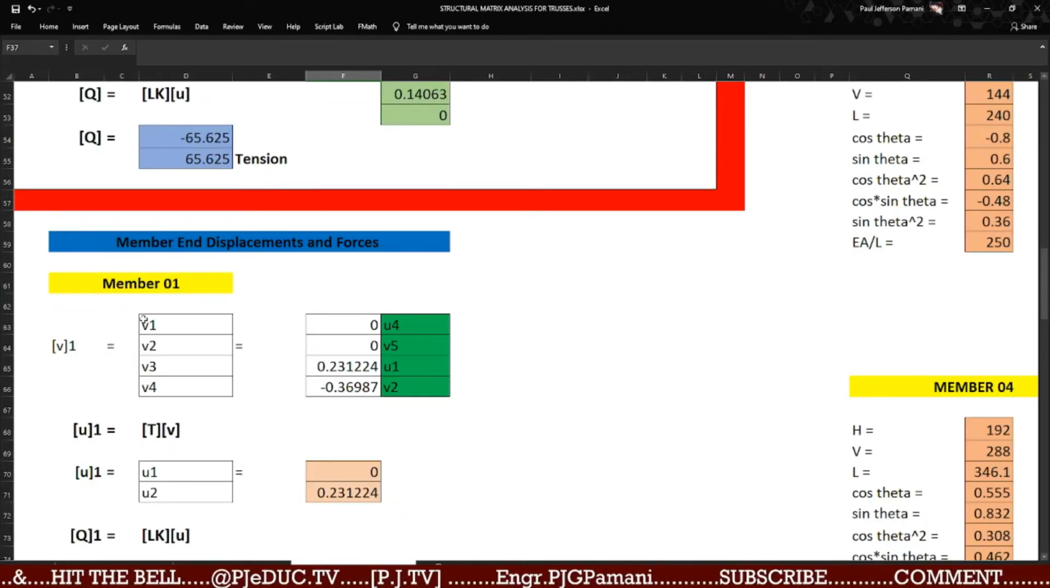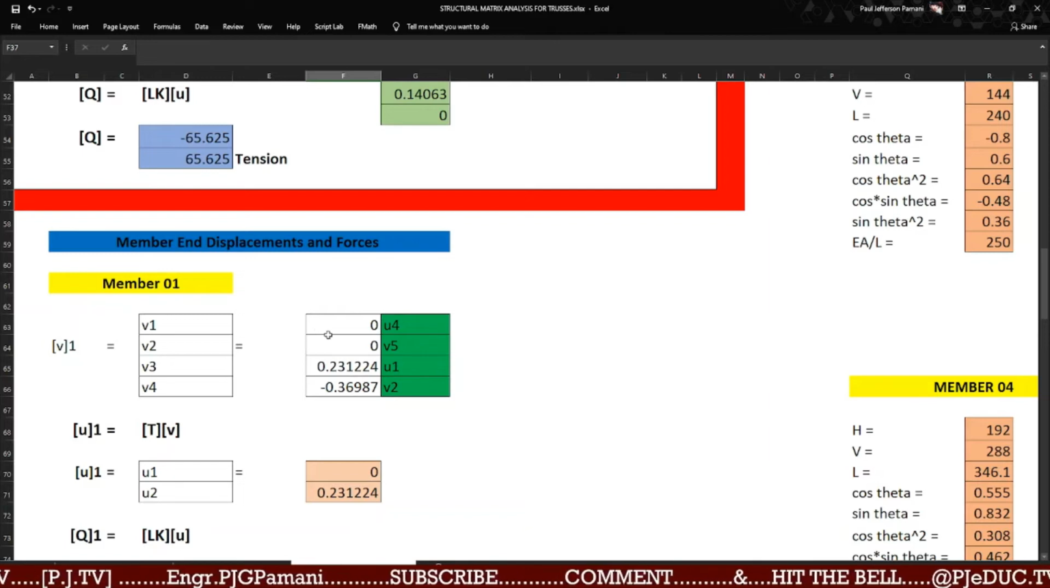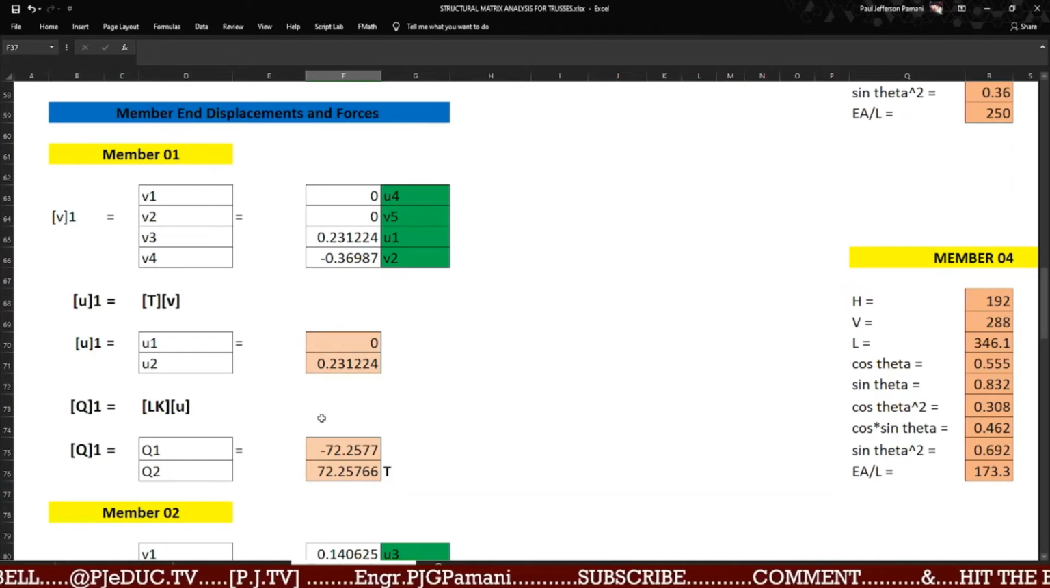So first step is for you to identify your end displacement under its global coordinate system. So identify your near and far node on member 1, which is U4, V5, U1, and U2, and just basically substitute the deflection on its global coordinate system. So meron bang deflection sa U4? U5? Wala. And we have recently solved U1 and U2. Substitute nyo lang dyan.